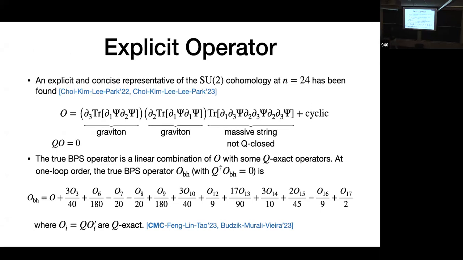Even though for SU2 the number of traces doesn't really mean much, it can be written in a triple trace form, and the first 2 traces are graviton operators, and the last trace is actually not Q closed. If it were Q closed, then the entire thing would be a graviton operator. You can try to interpret the last one: if you naively interpolate this operator to infinite n, then the last trace has the interpretation of a massive string state.